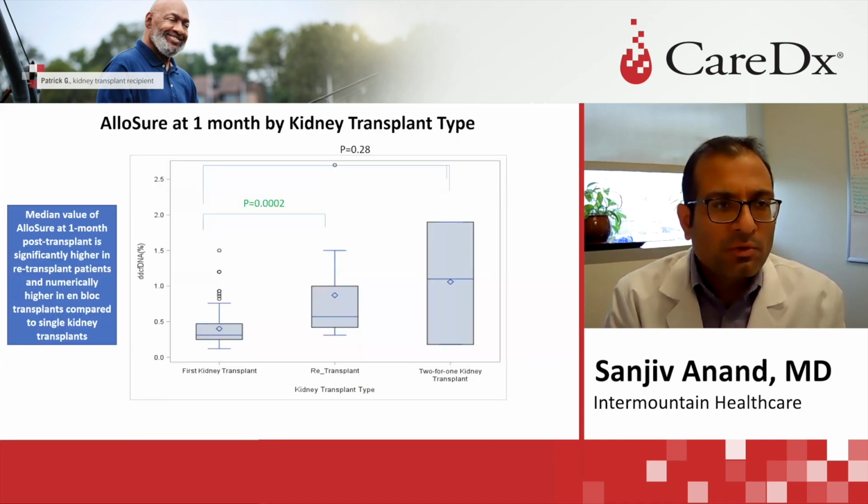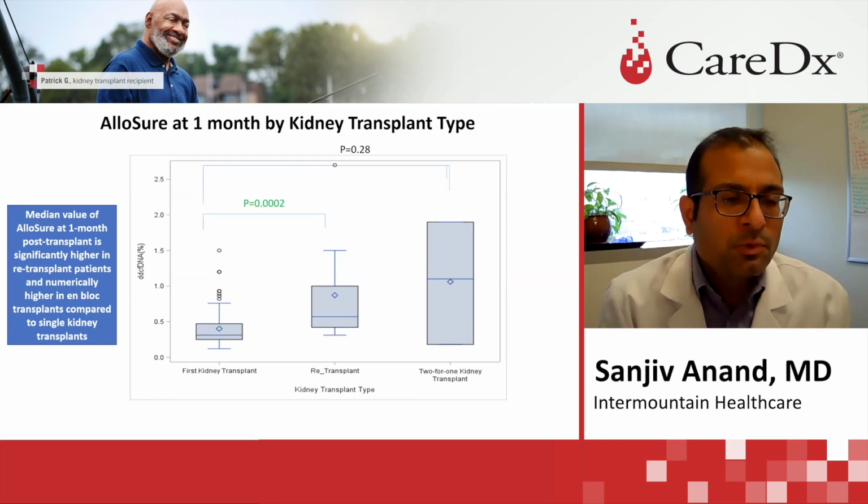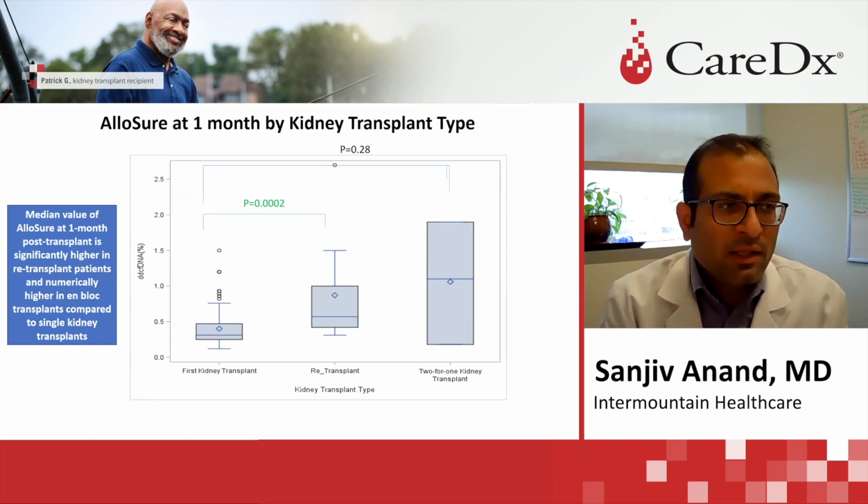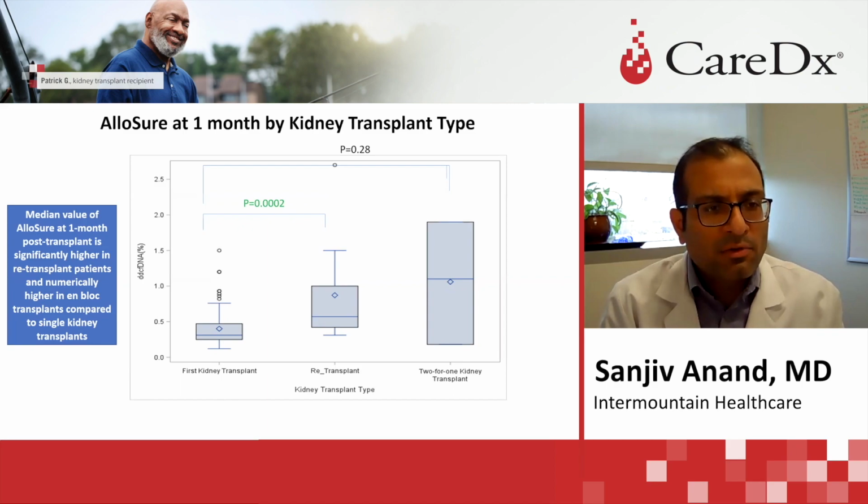Now, coming to the results, first, we're going to look at donor-derived cell-free DNA at 1 month by kidney transplant type, and then by donor type. And then second, we're going to look at the longitudinal variance of donor-derived cell-free DNA by transplant type and by donor type. In this slide, as you can see, on the x-axis are different kinds of transplant. The first one is the first kidney transplant, then the repeat transplant, and the third one is 2-for-1 or dual kidney transplant.